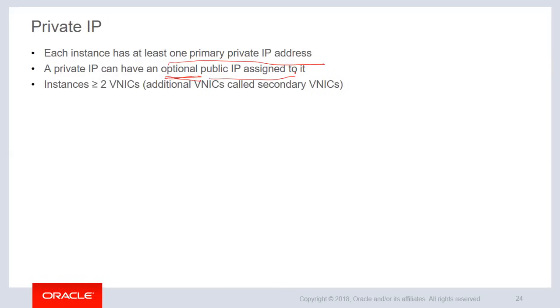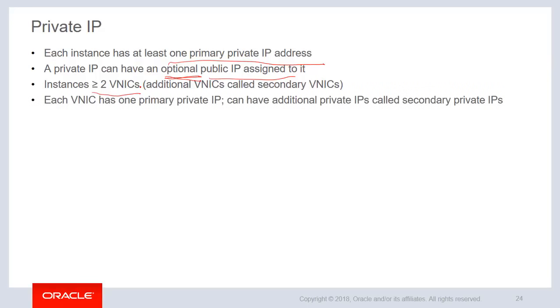Every instance has at least one virtual network interface card. These are virtualized network interface cards, and the first one is called the primary VNIC, and the additional VNICs are called secondary VNICs. In the next few slides we will look into what these actually mean. And every virtual network interface card has one primary private IP. The primary private IP goes there, and it can have additional private IPs also, which are called secondary private IPs. So it gets a little bit confusing.